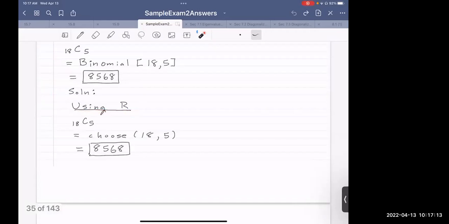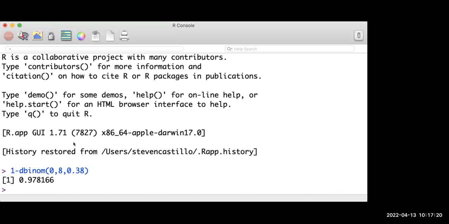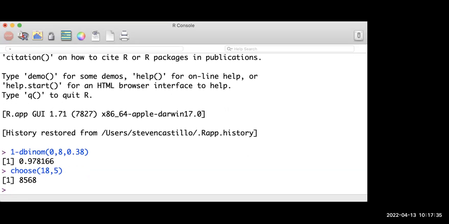I could also use R to do this. So let me show you how to do this in R. And so I'll just use the choose command in R. And so let me type in choose 18, 5. And so again, I get 8568. Let me type that into my iPad.